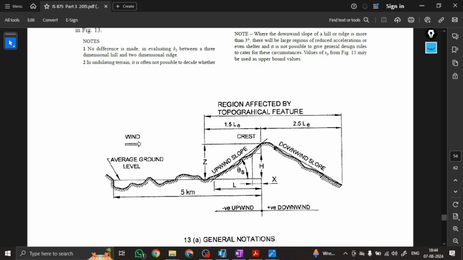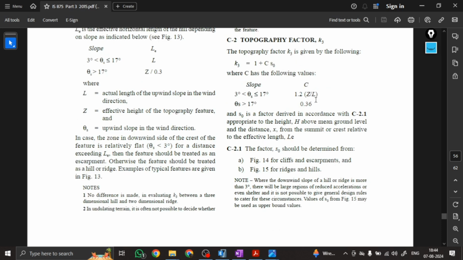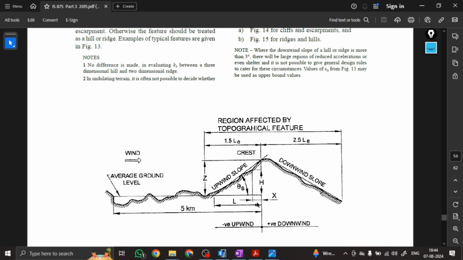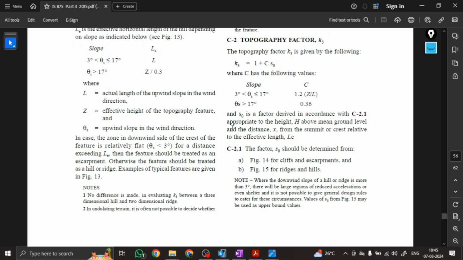Now Z means the height from the bottom to the tip of the hill, that is Z, and L is this distance, this is L. If our theta S is more than 17 degrees, then we will take C directly as 0.36. Now this S naught is the factor S0, which should be determined from figure 14 and figure 15.